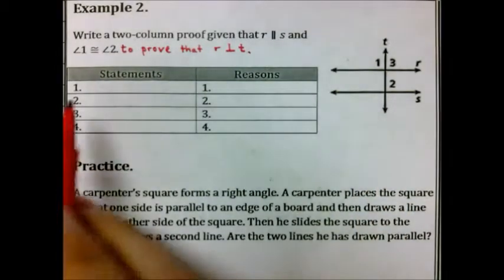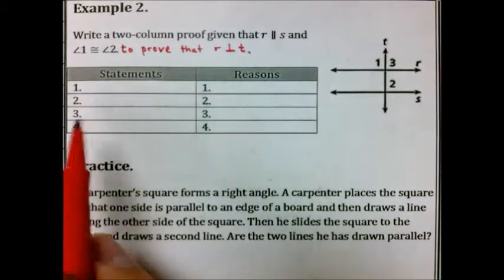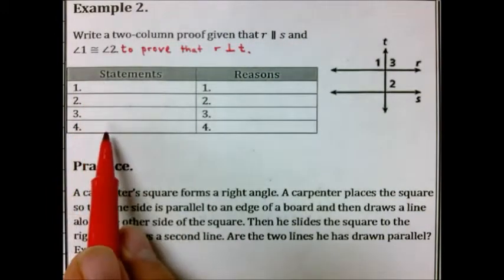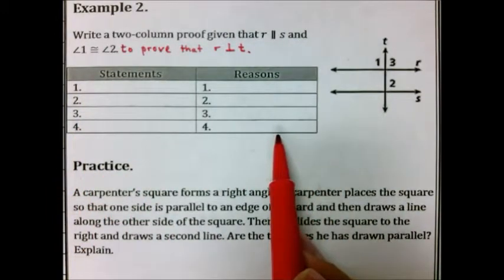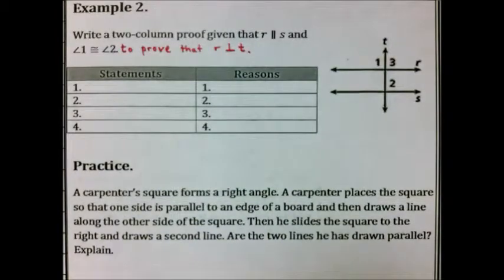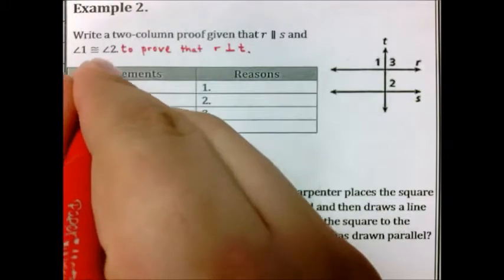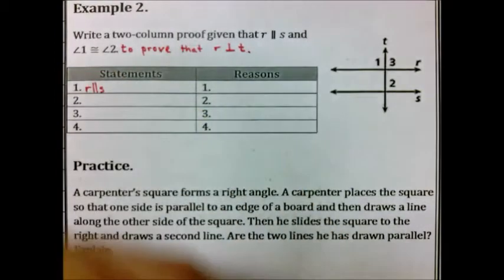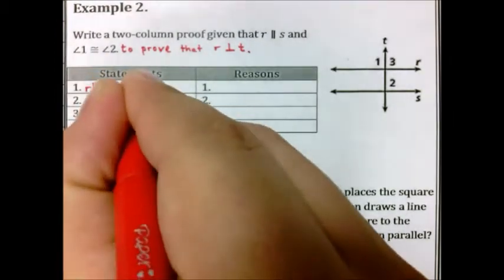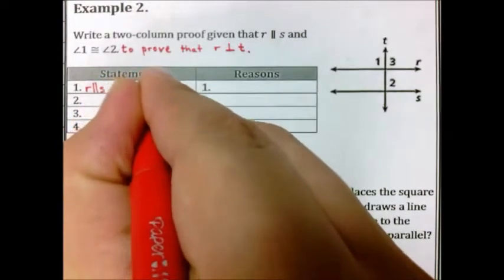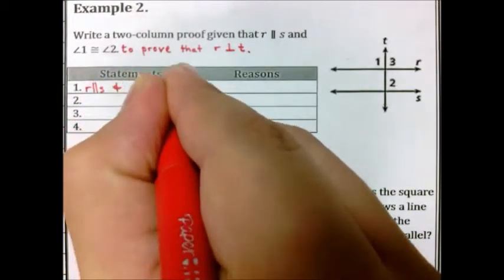Okay, so the first step, this is a 2-column proof. A 2-column proof is where you have one side is statements, one side is reasons. So we're going to start with some statements here. The first statement we're going to provide is that R is parallel to S, and angle 1 is congruent to angle 2.